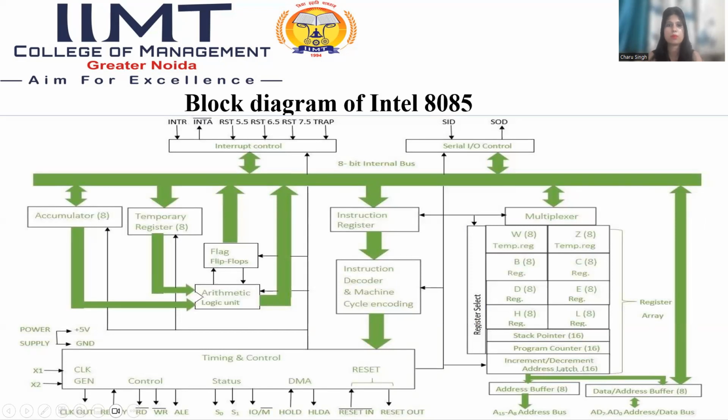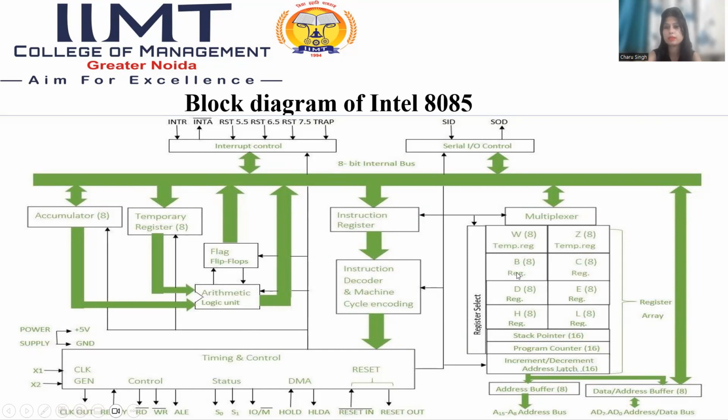Here is a complete block diagram of the Intel 8085. Let's talk about it one by one. First, let's discuss the address bus and the data bus, which are combined. Whenever we have signals, input and output, when high, the data and address are both passed to the microprocessor. And there are some registers available here.